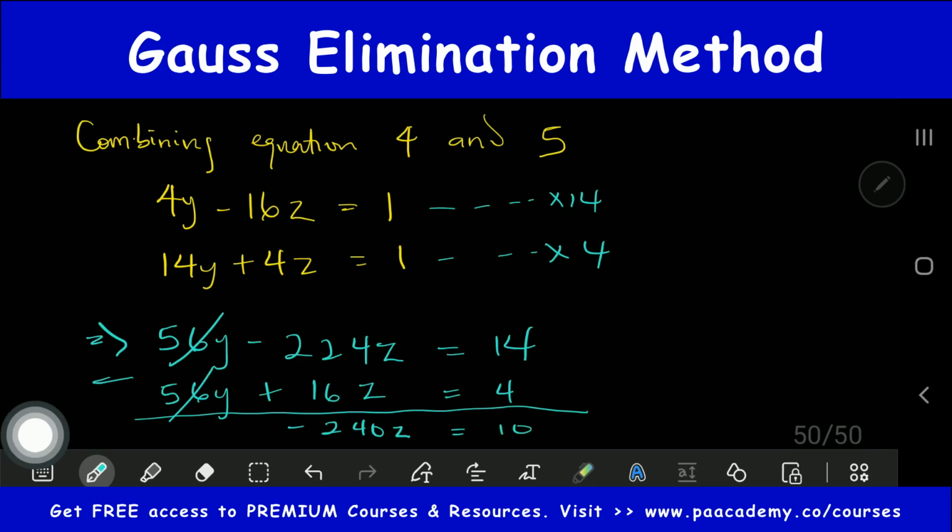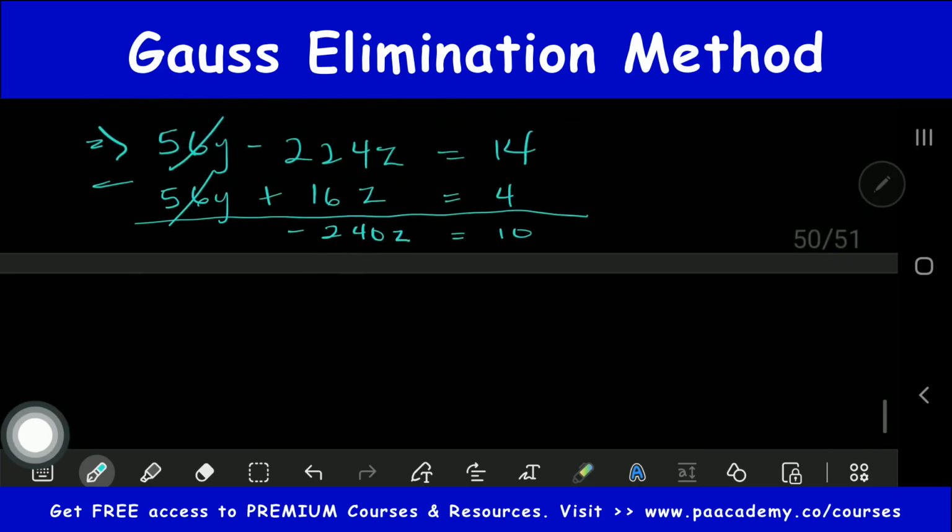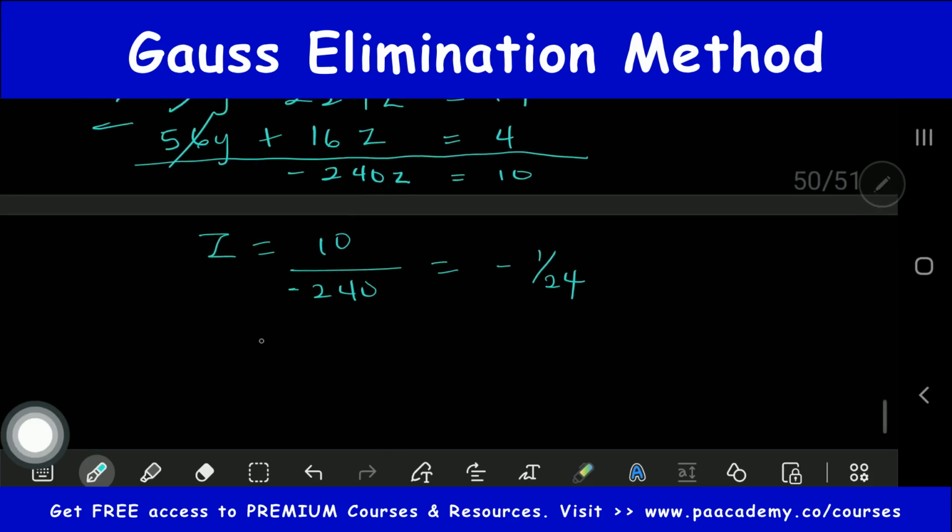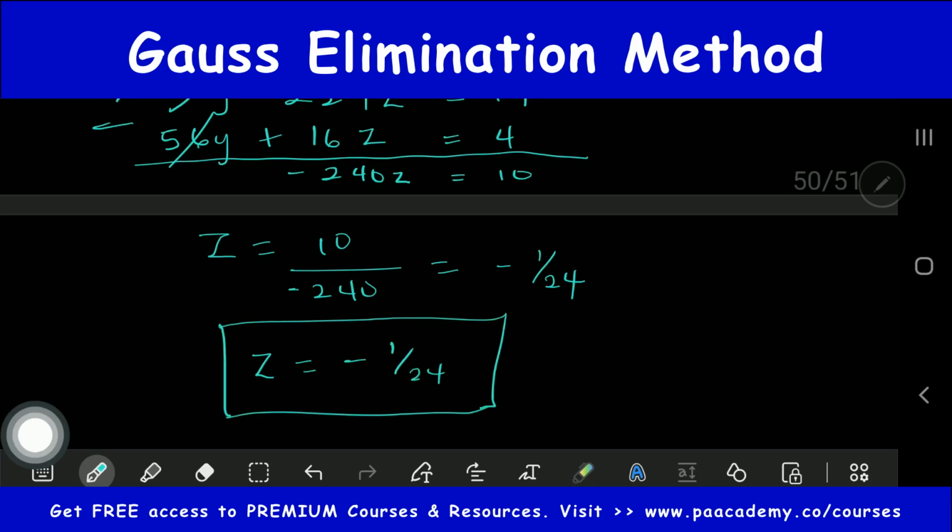equals to 10. Okay, so if you should simplify this further, if you make z the subject formula, that means you are dividing both sides by minus 240. Okay, so that will be z equals to 10 over minus 240. Okay, and if you should simplify this, you are going to be having minus 1 over 24. All right, so with this now we've been able to get the value of our z, that our z is minus 1 over 24. Okay, so we've got one of the values.